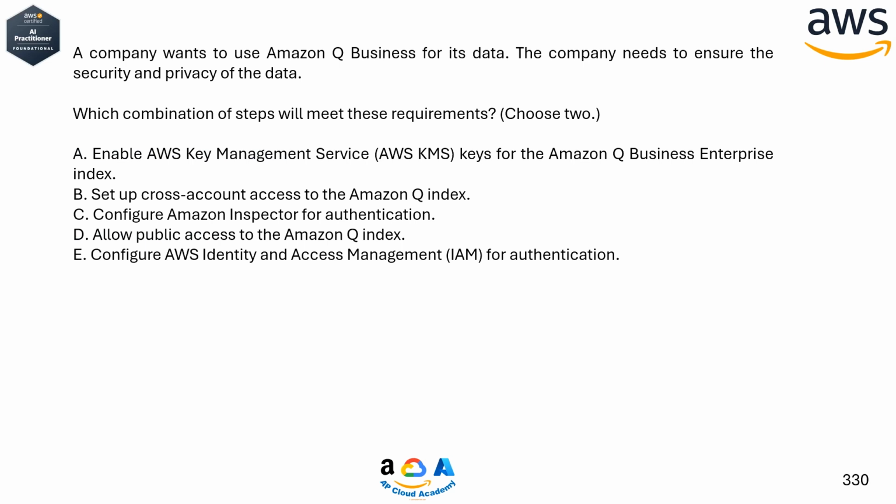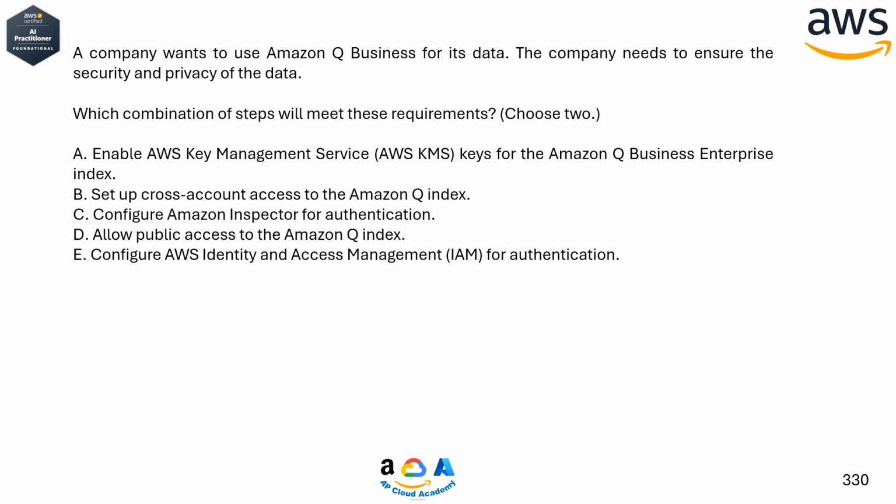A company wants to use Amazon Q Business for its data. The company needs to ensure the security and privacy of the data. Which combination of steps will meet these requirements? Choose 2. A. Enable AWS Key Management Service, AWS KMS, keys for the Amazon Q Business Enterprise Index.